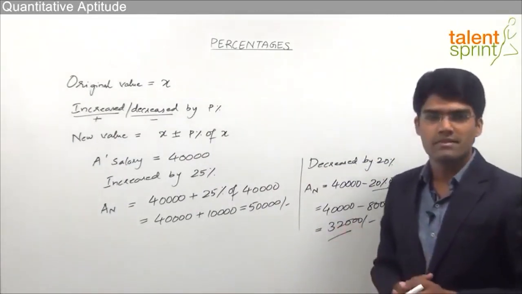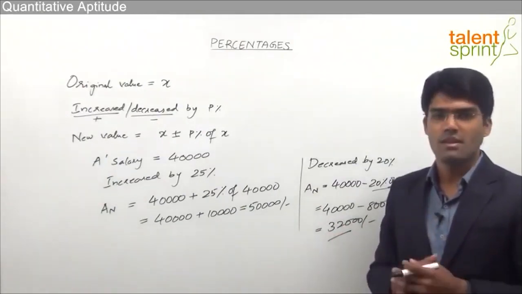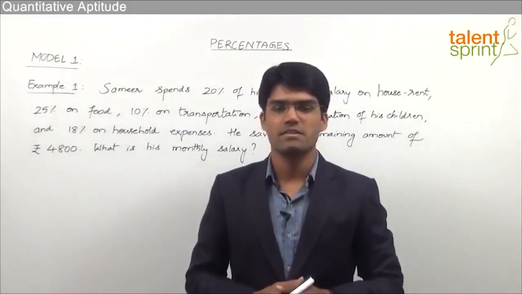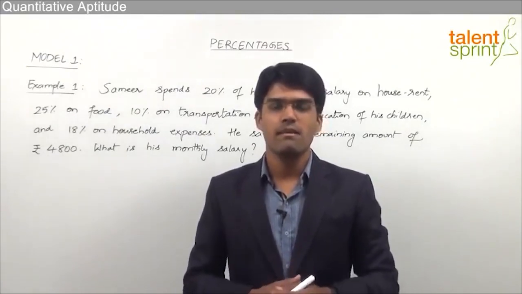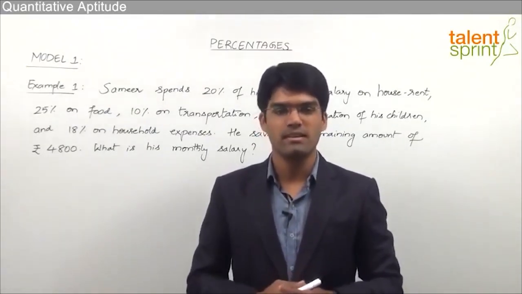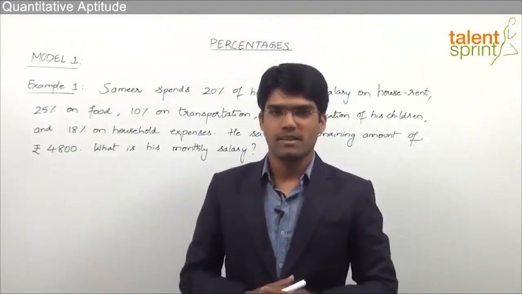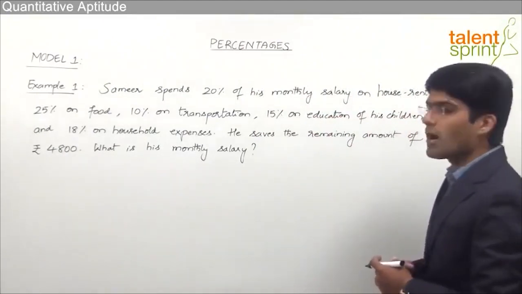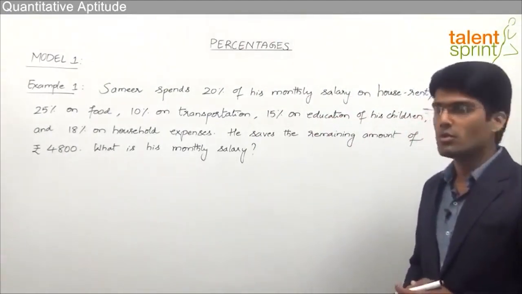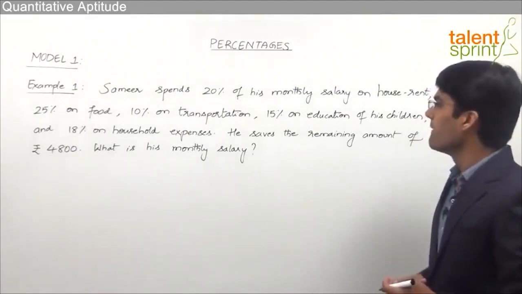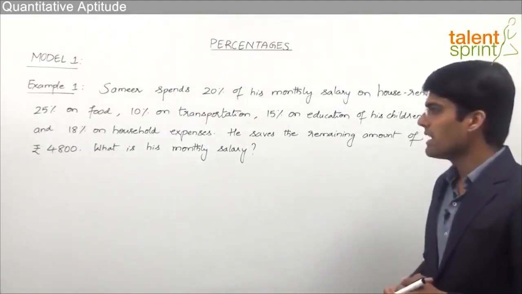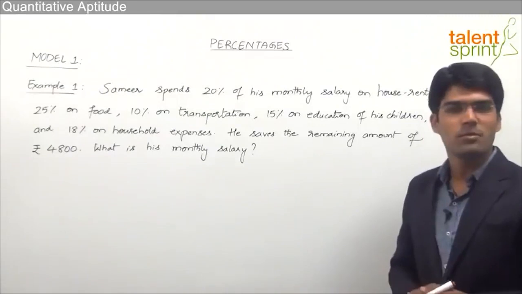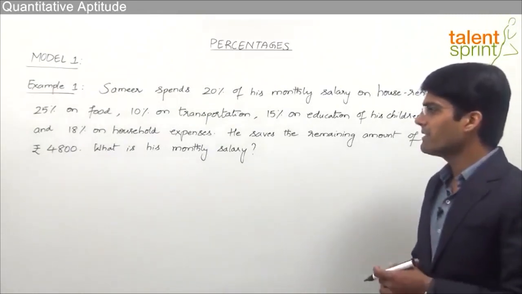So these various points that we have discussed so far will be used in solving various questions from percentages. Let us now take the first model from percentages, which is a very common question in bank exams, where we are supposed to find out the total salary of a person based on his monthly budget. The given question here is, Samir spends 20% of his monthly salary on house rent, 25% on food, 10% on transportation, 15% on education of his children, and 18% on household expenses. He saves the remaining amount of rupees 4,800. What is his monthly salary?